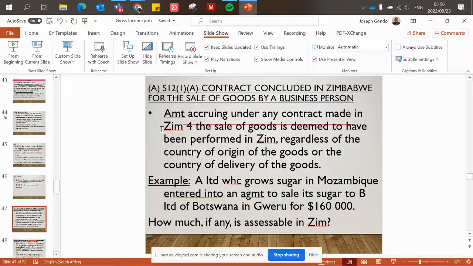So today we end here. We shall continue with Section 12, deemed source, in our next lecture.